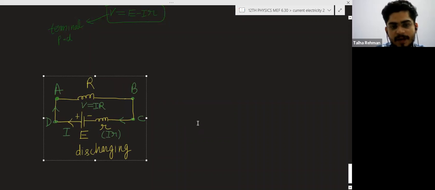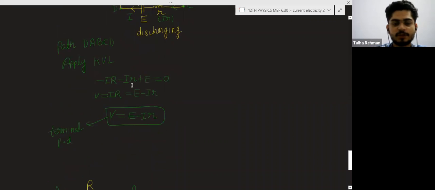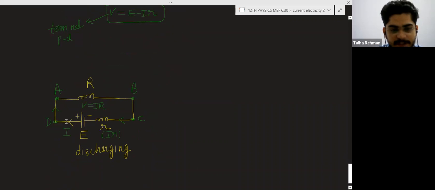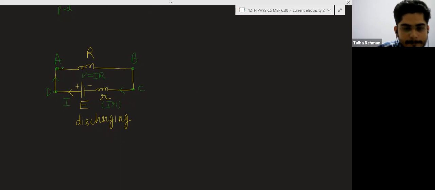Now, Nafisa, what we will do now, earlier we have chosen the path D A B C D. Now I will choose a path in a direction opposite to that of current. So what is the direction opposite to that of current? Our current is in this direction. So I am now choosing a path D C B A, and we will see will the result change or not. D C B A D.